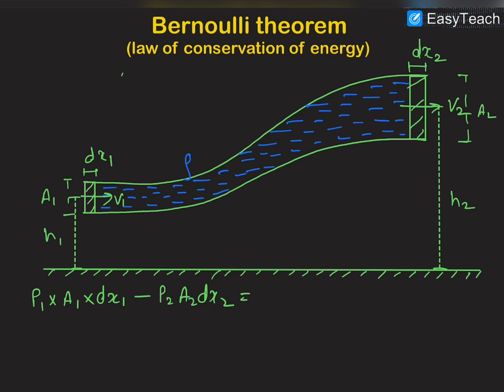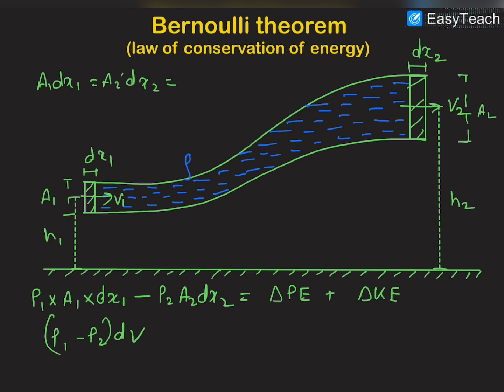Now this work done will be stored in the form of change in potential energy of the liquid of this section, plus change in kinetic energy of the liquid of this section, which is delta K. Now we can write this as P1 minus P2 into dV. Now dV is A1 dx1 and A2 dx2, which will be the same, and they will be equal to the volume of the liquid which is pushed inside, because the amount of volume which is pushed inside the pipe will be equal to the amount of volume which is pushed outside the pipe.